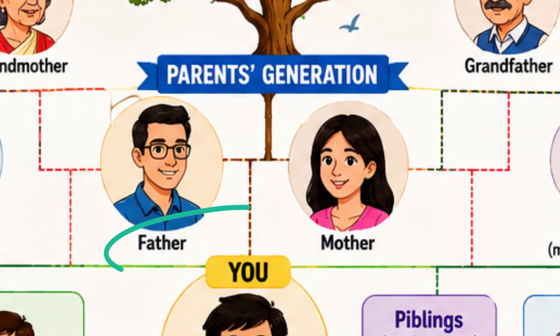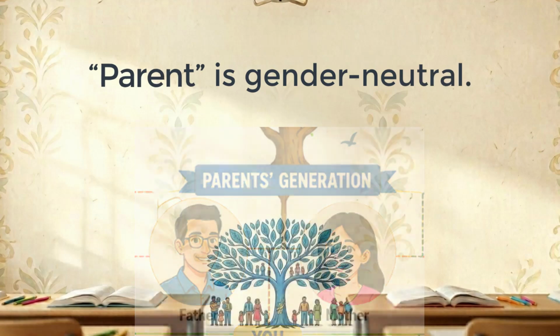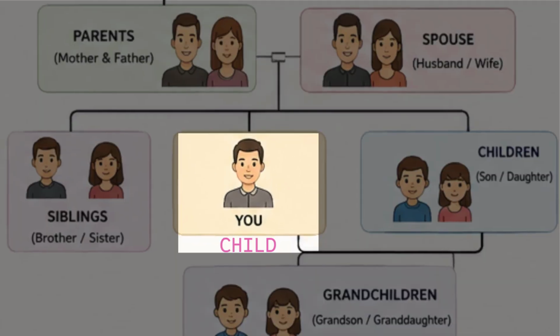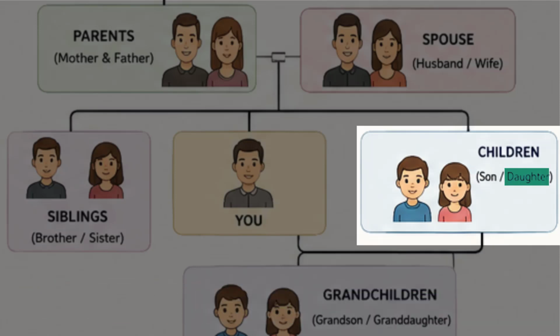Immediate family. Your mother and father are your parents. Parent is gender neutral. You are their child. More than one child means children. A male child is a son. A female child is a daughter.